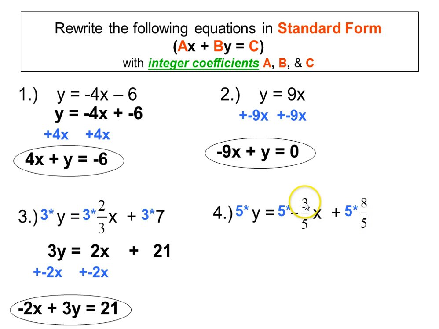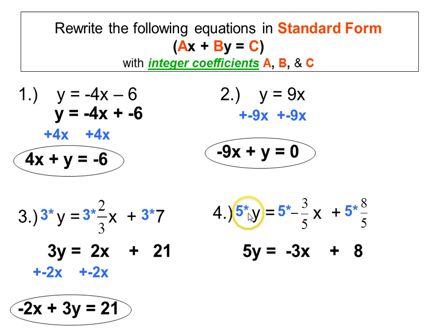5 times negative 3/5 is negative 3. 5 times negative 3 is negative 15. Negative 15 divided by 5 is negative 3. 5 times 8 is 40, divided by 5 is 8. So this is the resulting equation we get when we multiply everything by 5 to eliminate those fractions.